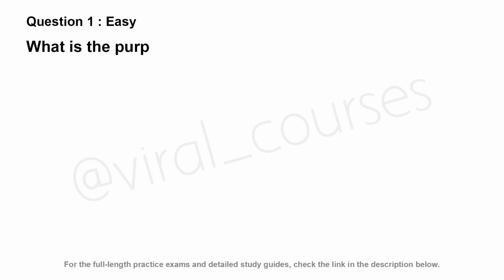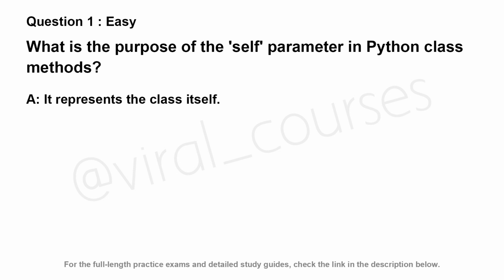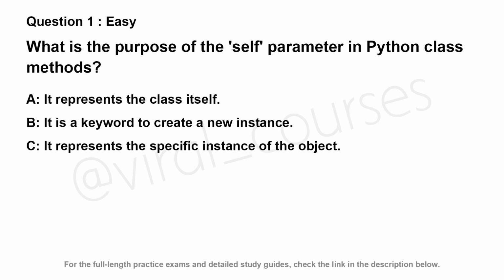What is the purpose of the self parameter in Python class methods? Option A. It represents the class itself. Option B. It is a keyword to create a new instance. Option C. It represents the specific instance of the object. Option D. It is used to make a method private.